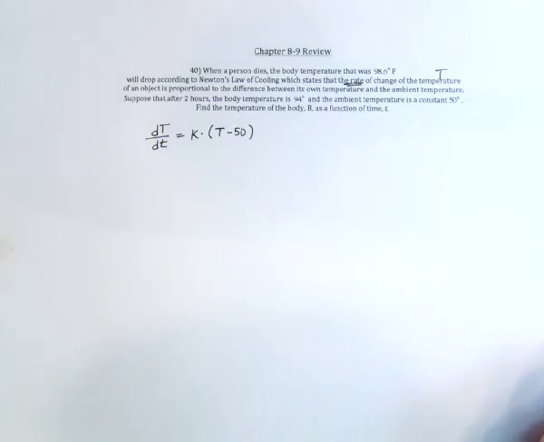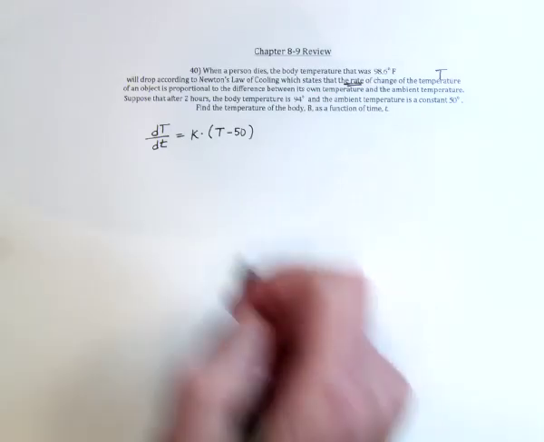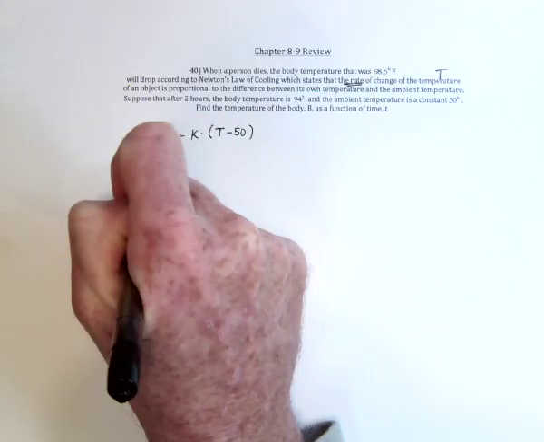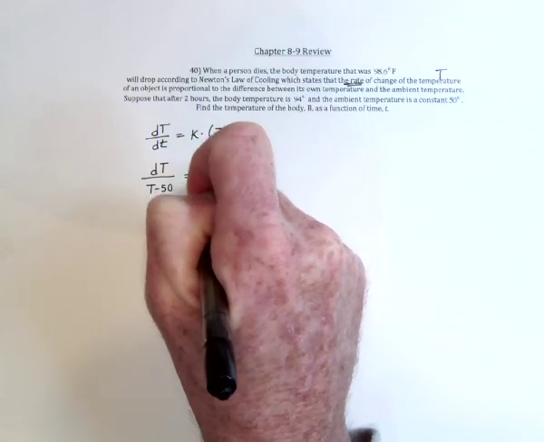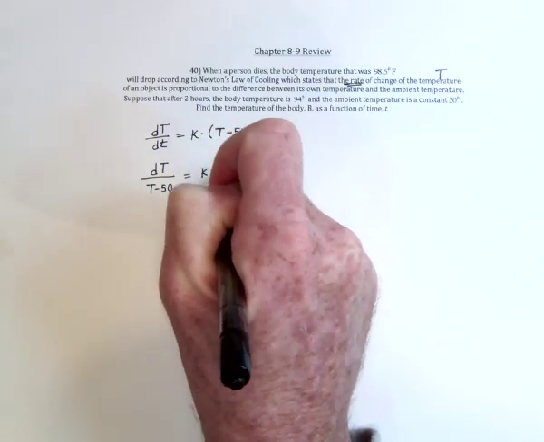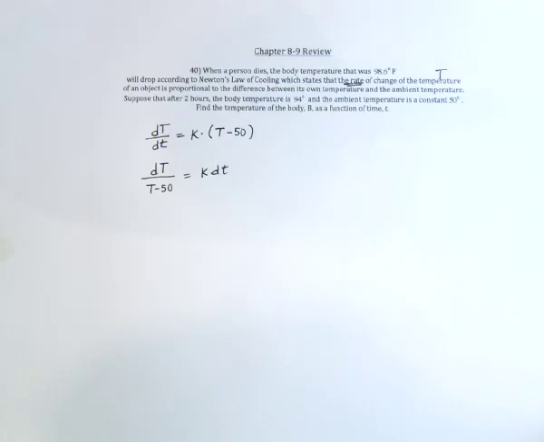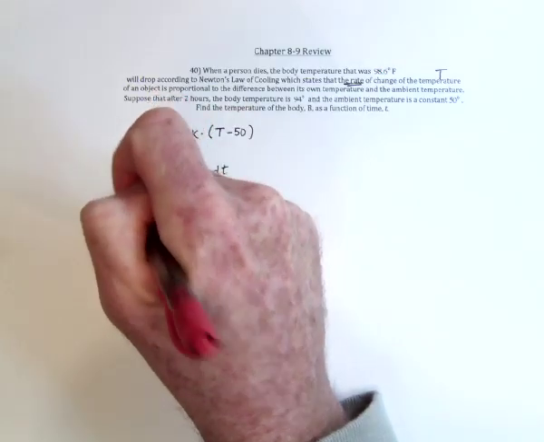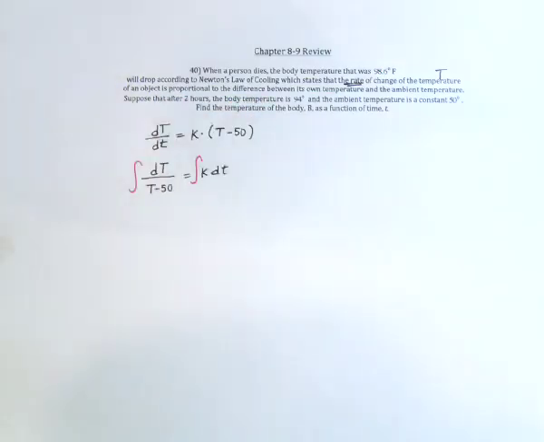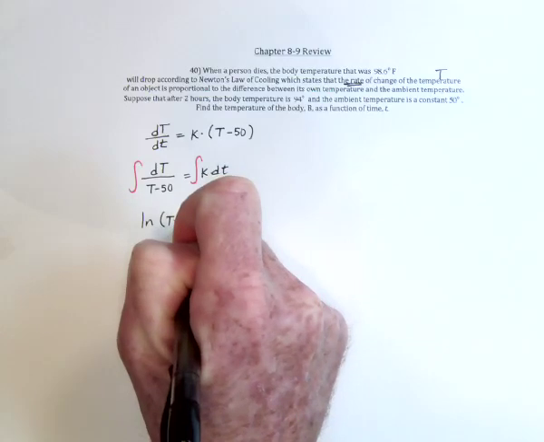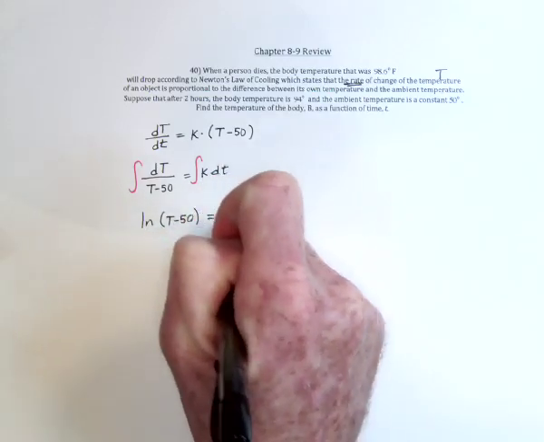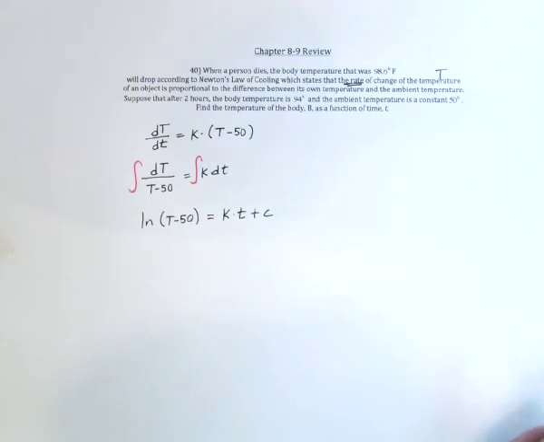Now we need to solve this differential equation. So this is a separable differential equation. We can have the capital T's on the left side if you divide both sides by T minus 50, either with or without the parentheses. The right-hand side will have the time information, constant times dt, and then integrate both sides. On the left-hand side, this is the natural log. On the other side, it's going to be k times t, and then we need a constant of integration, c.